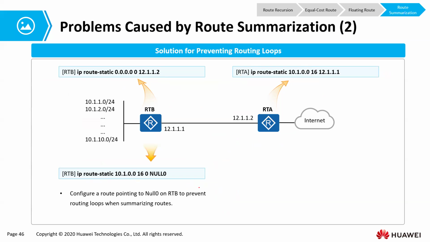Solution ndekushandisa inonzi now zero interface, null zero interface. So basically that interface, what it does, it creates a black hole where if a packet is received and its destination matches that route entry, it gets dropped automatically.